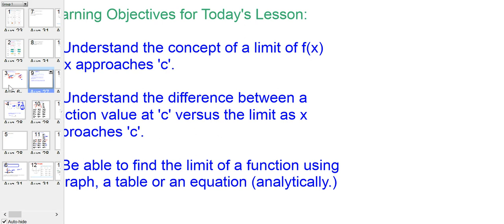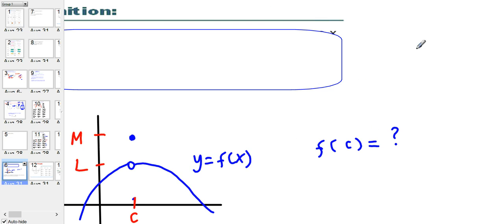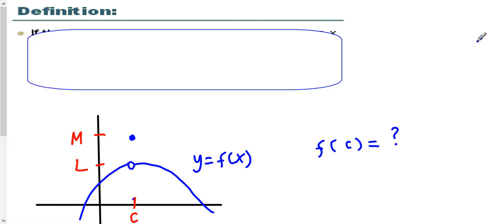So first, let's look at the definition of a limit. And before we even look at the definition, let's remember something we've learned in algebra, the function value. We need to understand the function value really well before we can add on a new topic. So here we have a function y equals f of x, and it has a point of discontinuity at the point x equals c. This function has a hole here and has a filled-in dot there. So this is really where it's defined. And here it has a discontinuity.